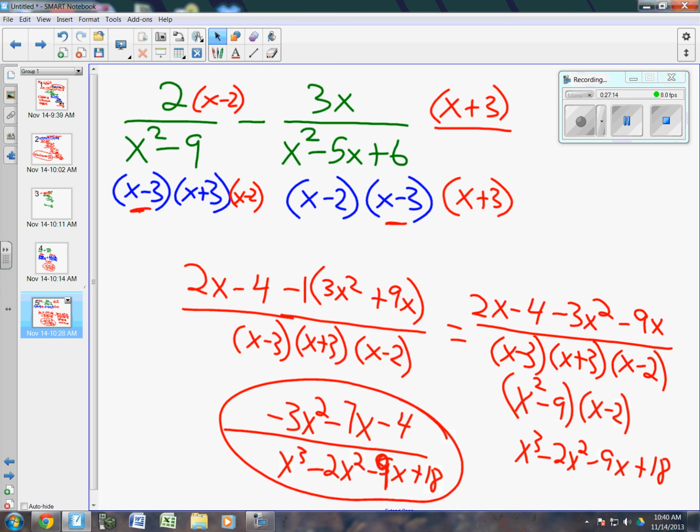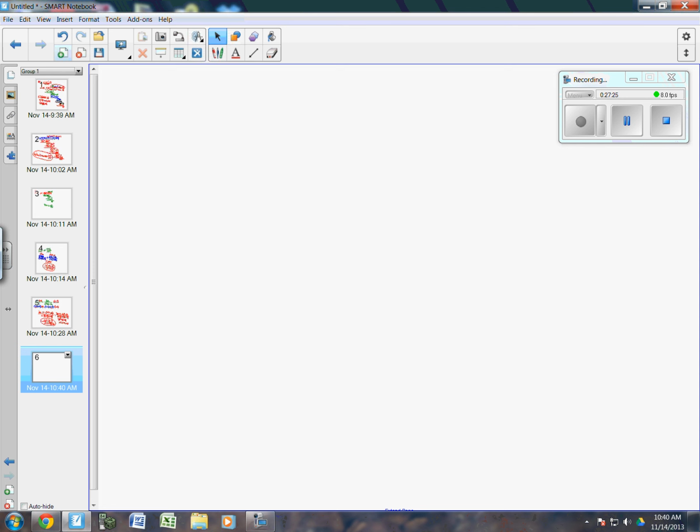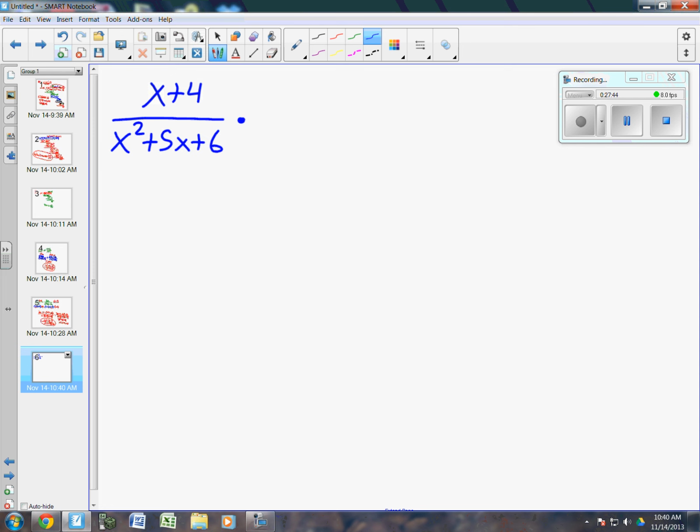Now, the good news here, you guys, is multiplication and division is easier. Okay? So we're going to move on to a multiplication problem now. Multiplication, let's say we had this one right here. X plus 4 over x squared plus 5x plus 6, multiplied by x plus 3 over x squared minus 16.